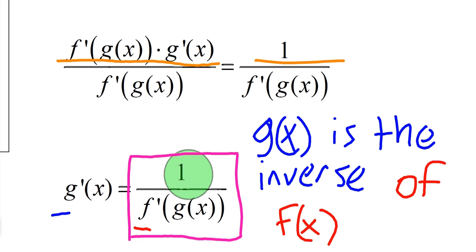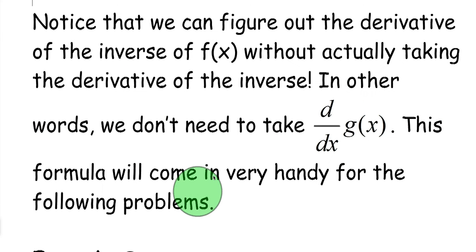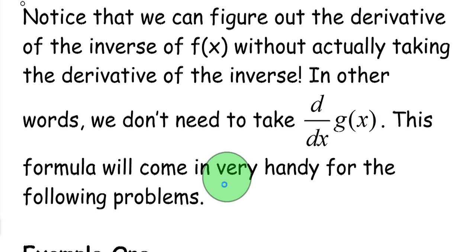Again, this is equal to 1 over f prime of g of x. So notice that we can figure out the derivative of the inverse of f of x without actually taking the derivative of the inverse. In other words, we don't need to do d dx of g of x. This formula will come in very handy when it's hard to take the derivative of the inverse. So that's it for our little proof of the derivative of the inverse, where g is the inverse of f. If you have any other questions about it, let me know.